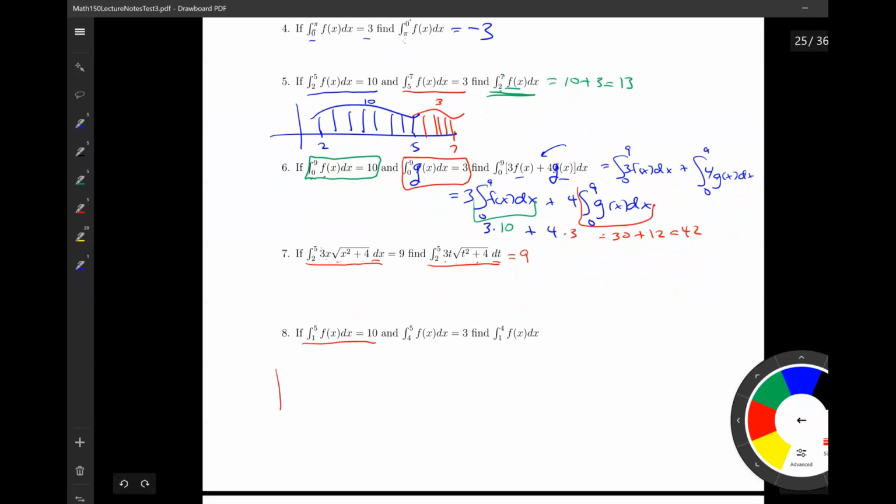All right, let's look at this. Area under the curve between 1 and 5 is 10. The area under the curve between 4 and 5, this is 3. So what is the area under the curve between 1 and 4? So if all of the red area is 10 and I take away 3, it'd be 10 take away 3, that gives me 7.